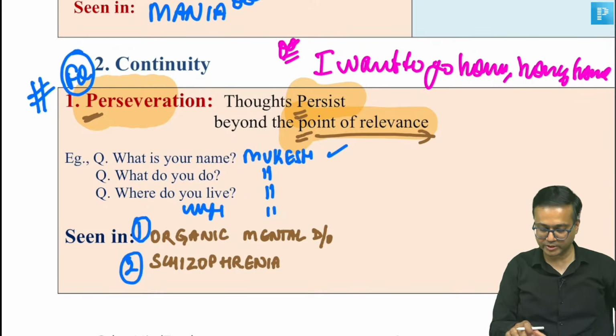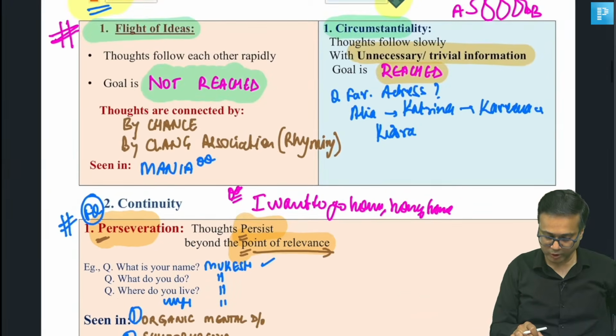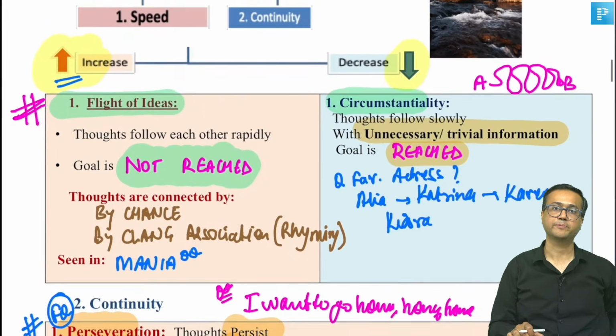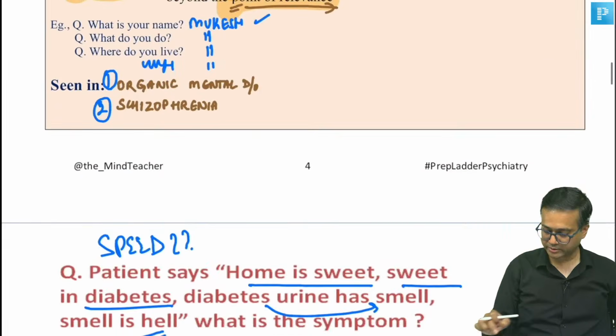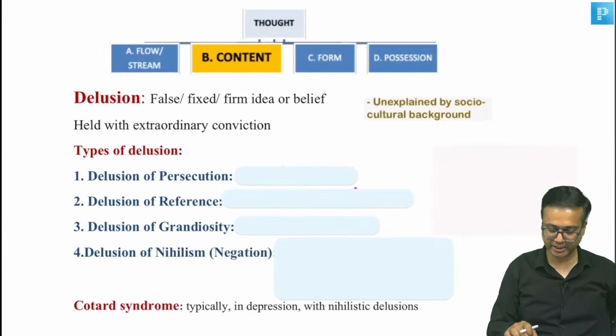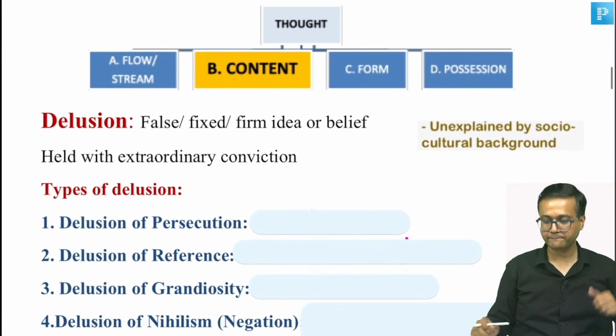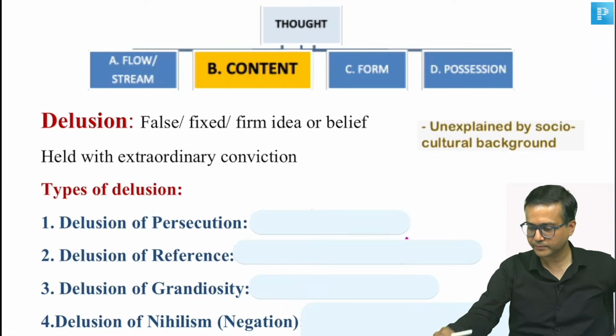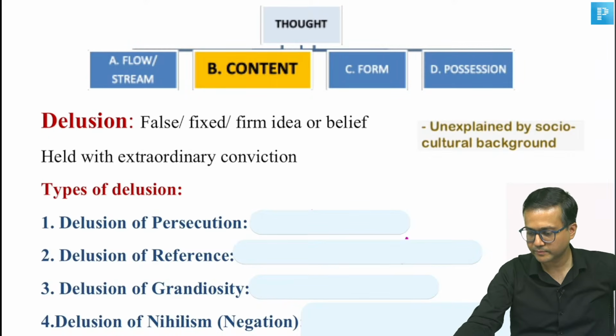Very good. So this is a very important table of abnormalities of the flow or stream. Let's now discuss the second important abnormality of thought. But I hope everybody is clear with this now. Just let me know in the chat box if it is clear. Yes, he is asking about the toy again, the same question. Then it is perseveration.